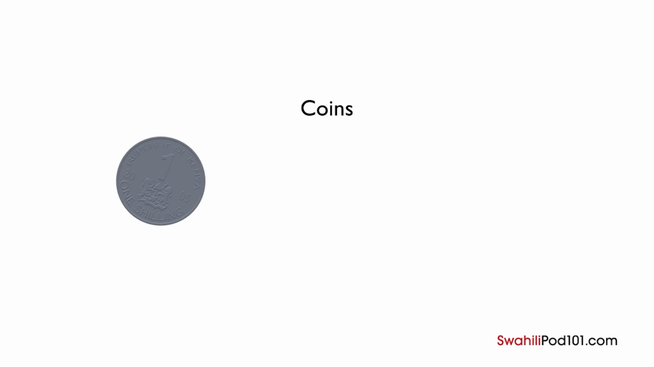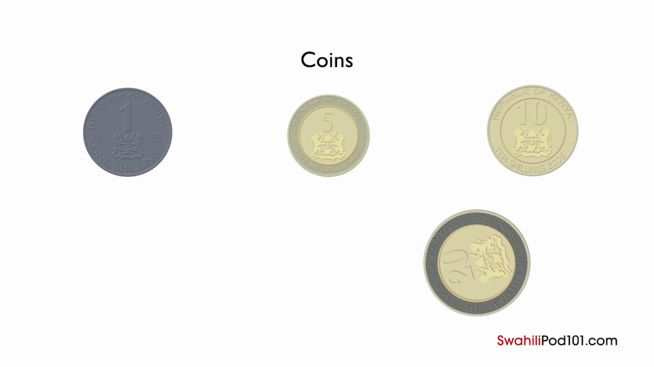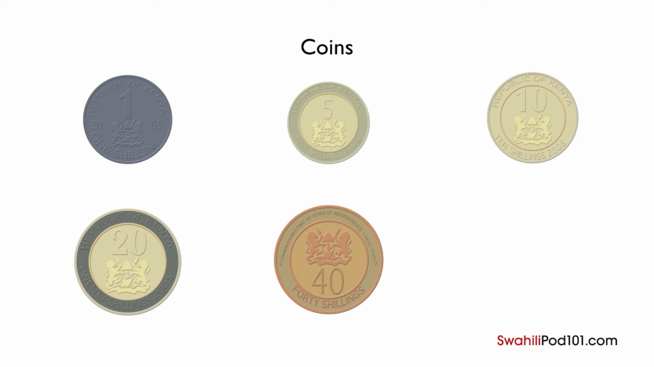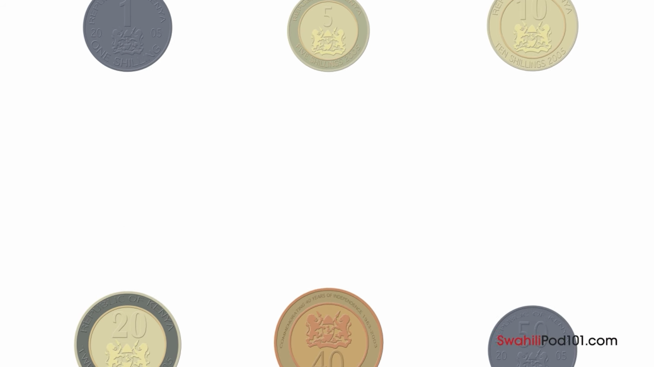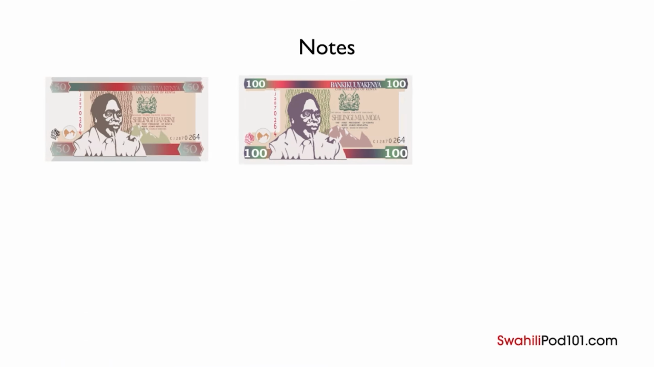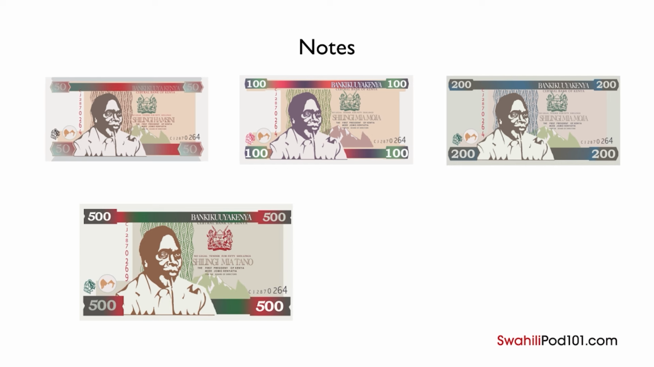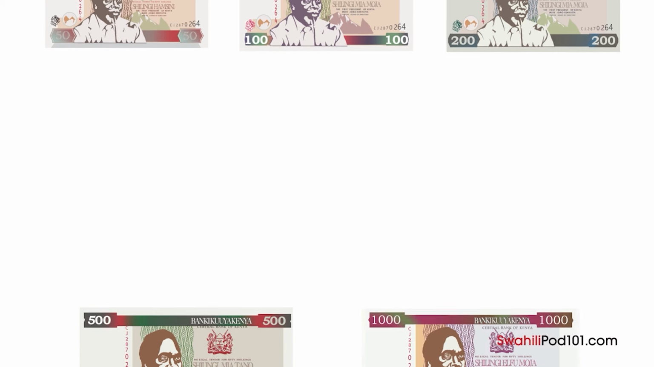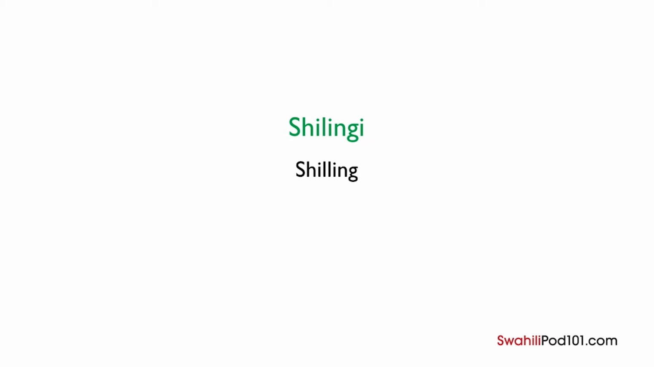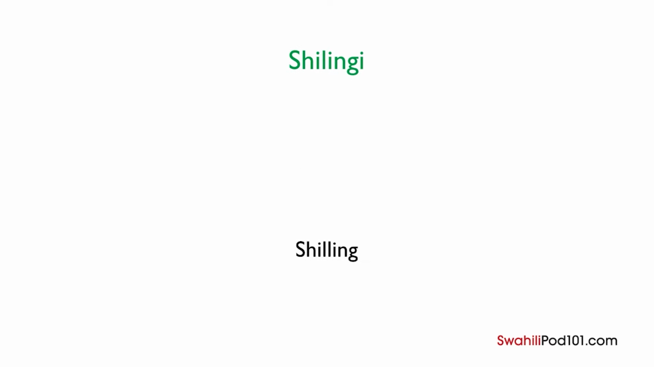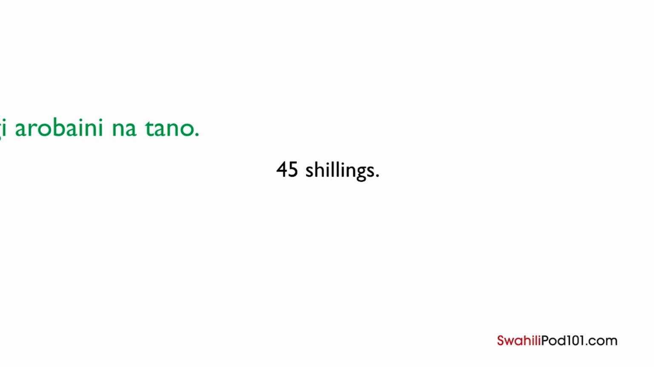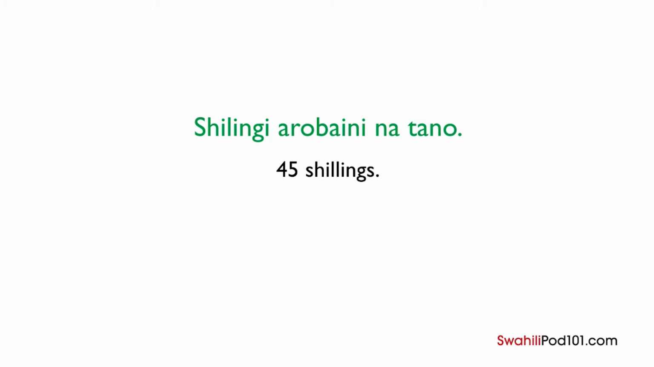Kenya uses the Kenyan shilling. The coins used include 1, 5, 10, 20, 40 shillings and a 50 cent coin. While the notes include 50, 100, 200, 500 and 1000. In Swahili, the Kenyan shilling is known as shilingi. Most of the prices are stated in whole shilling amounts, as we can see in the following examples. 45 shillings. Shilingi arobaini na tano. Shilingi arobaini na tano. Are you ready to take a challenge?